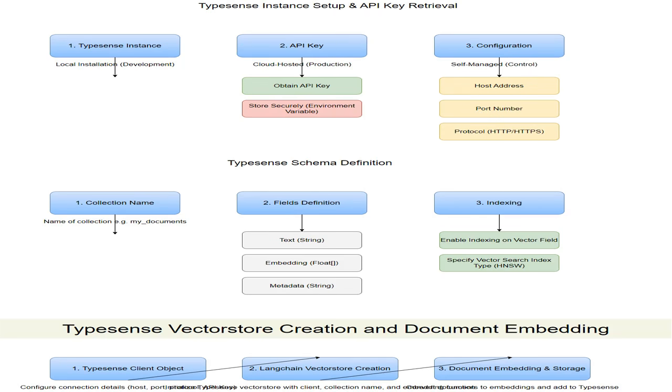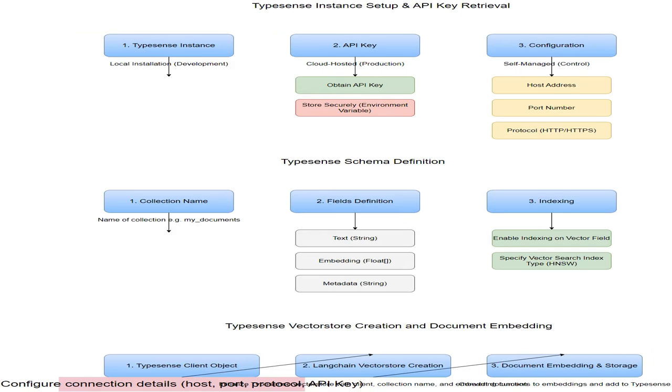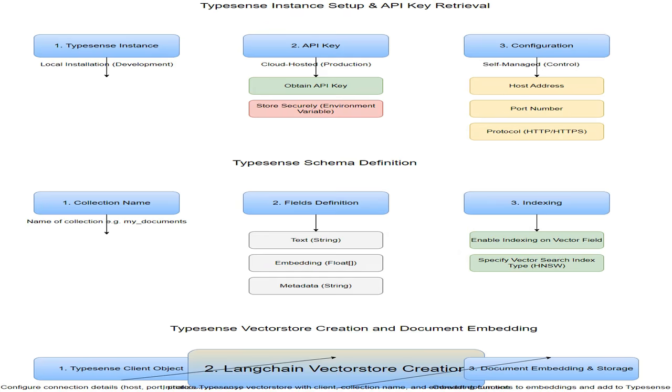Alright, let's create a Typesense Vectorstore and store document embeddings using the Typesense client object. The Typesense client object serves as the primary interface for interacting with the Typesense instance, managing connections and executing actions within Typesense. Configuring connection details involves setting up the host, port, protocol, and API key to enable seamless communication with the Typesense instance. So, here you're creating the LangChain Vectorstore and connecting it with the Typesense client to allow you to interface with it, using that client.